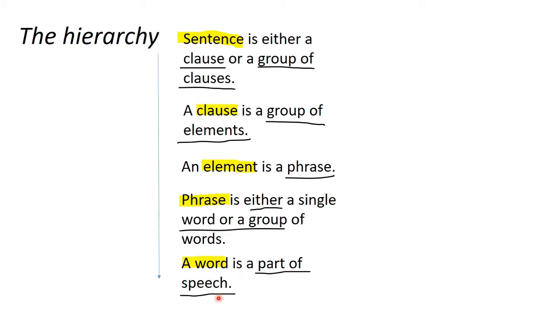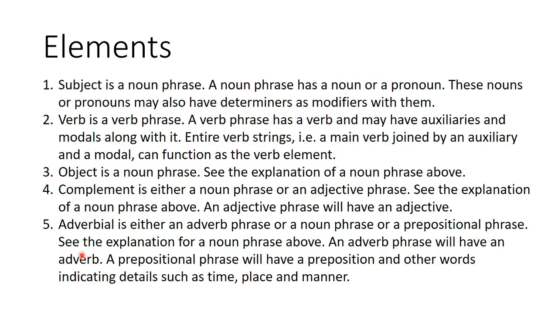So now it has become clear that a sentence is made up of clauses. Clauses are made up of elements. Each element has a single phrase, and each phrase has either one word or a group of words, and every individual word is a part of speech. So let's see what elements we have in a sentence. We have 5 elements in a sentence: subject, verb, object, complement, and adverbial.